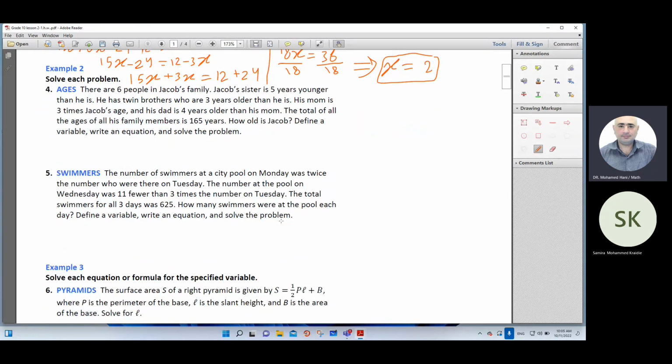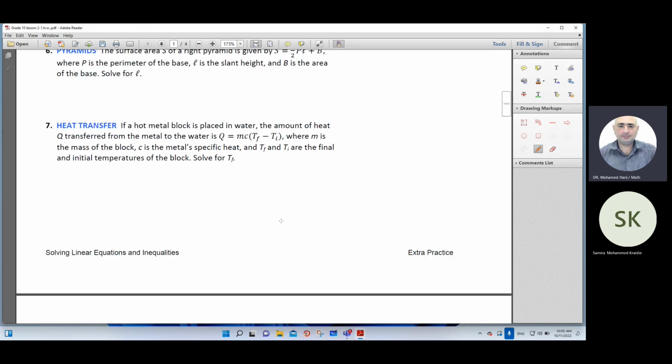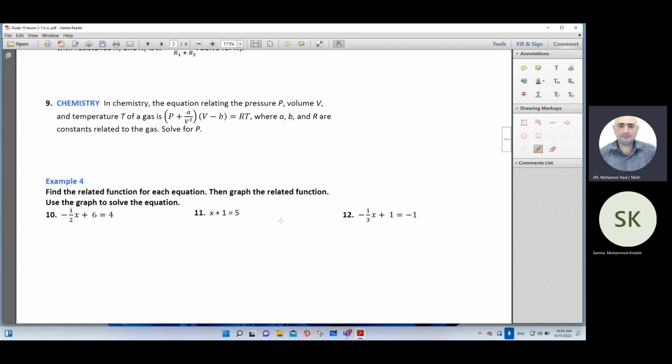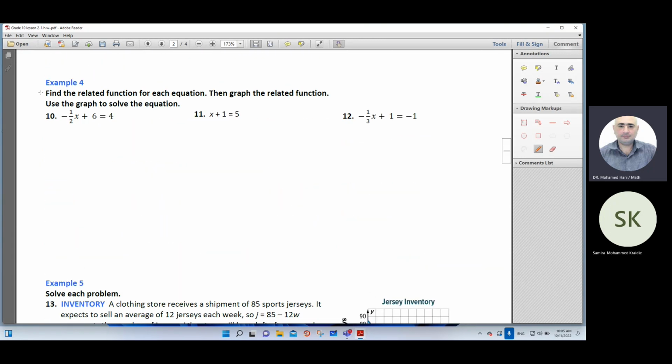The second, number 10. As you see in this question, this is important also for the MSAT. Find the related function for each equation, then graph the related function, and use the graph to solve the equation. The first step, try to write the equation like y equals mx plus b, or f(x) equals mx plus b.